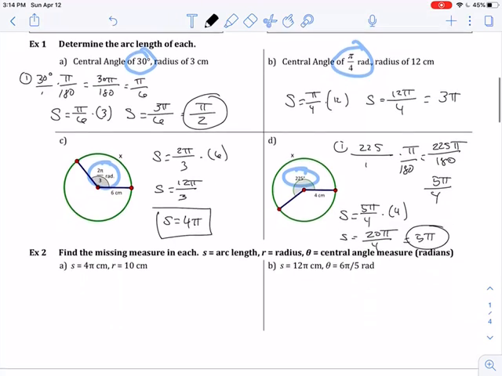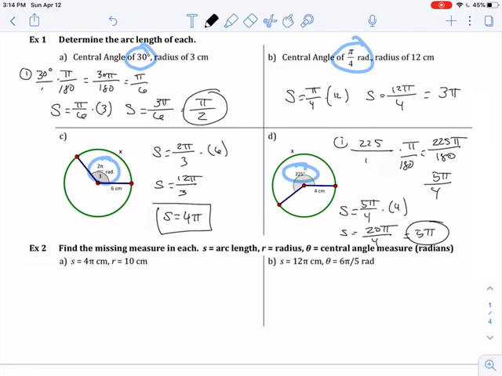Okay, 2 more examples here for you to look at. These are when they're actually going to give us the arc length, and we're going to look either for the angle or the radius. So in this first one, they're giving me the arc length is 4 pi. They're giving me the radius, which is 10. So I am looking for that theta, or that center angle.